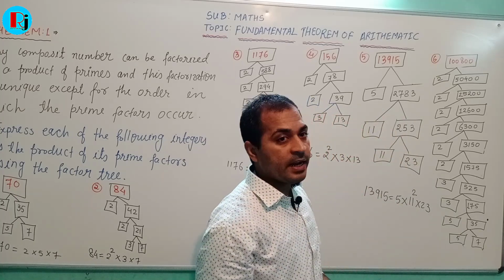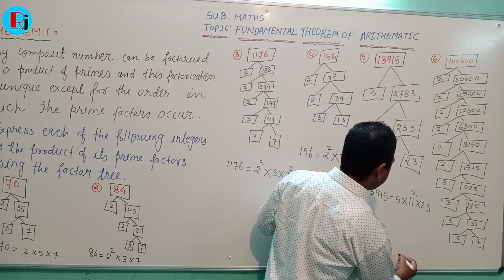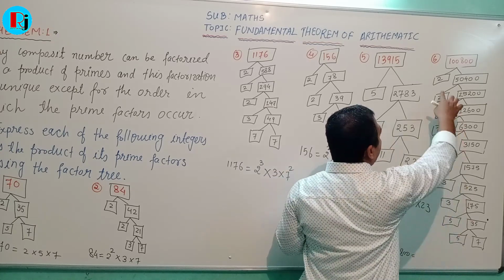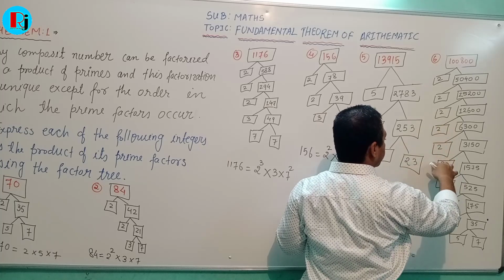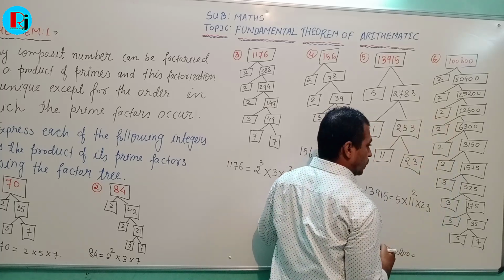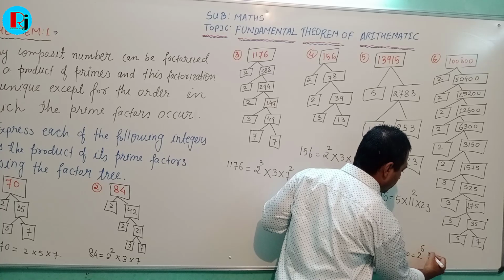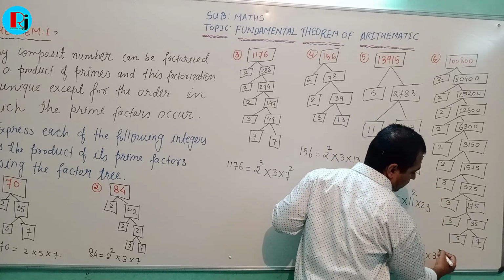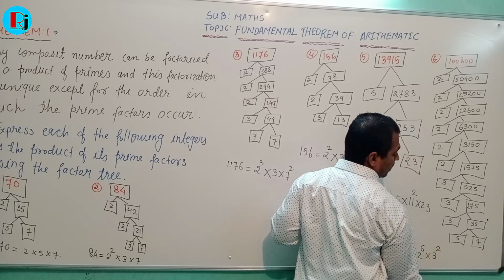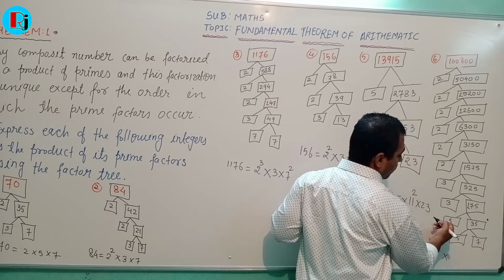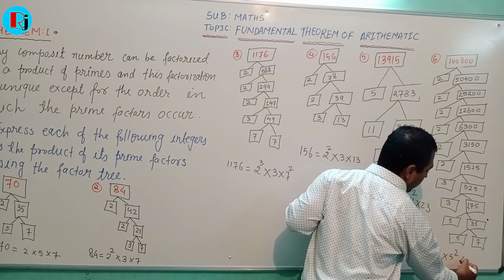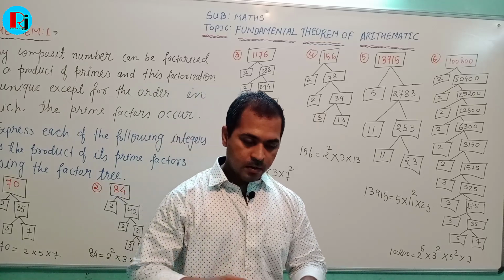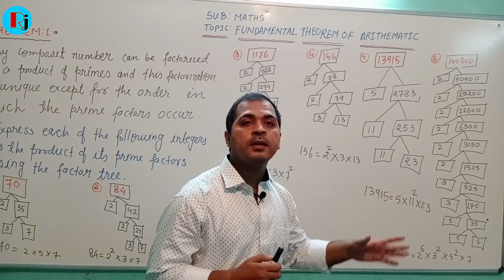So 1,08,000 can be written as: 1 2 3 4 5 6, means 6 times 2 is there, so 2 to the power 6; 1 2, 2 times 3 is there, so 3 square; 1 2, 5 square and 7. Students, this is the final touch of this topic.